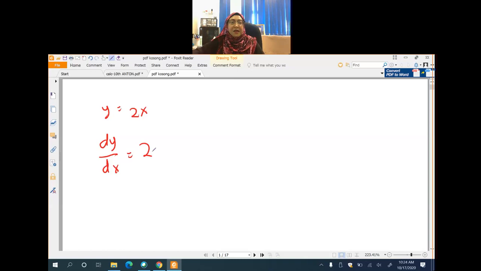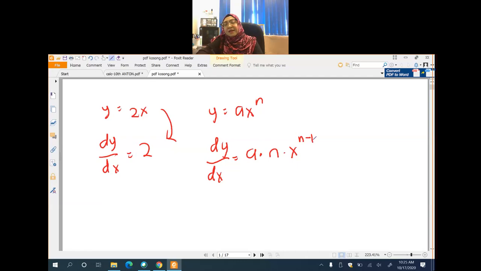But how do you get this thing? I'm afraid you never know. You might know that it is somehow from the power rule. If you have y is equal to ax to the power of n, then the derivative of y with respect to x will be given by a multiplied by n multiplied by x to the power of n minus 1. I think this is what you always memorized during your additional mathematics class without understanding why this happens, right? In this subject, you will understand how you got this kind of formula.